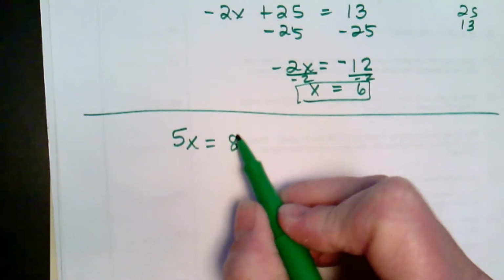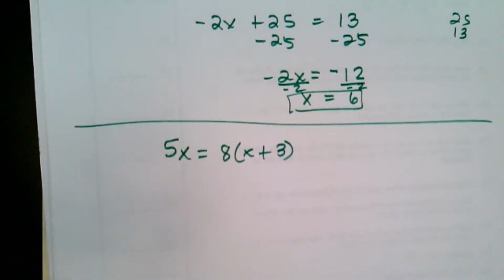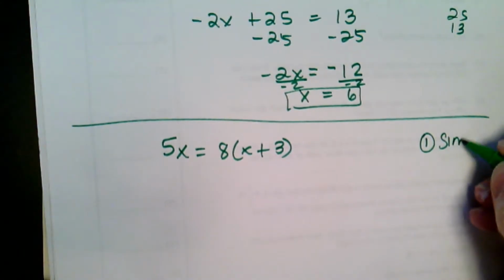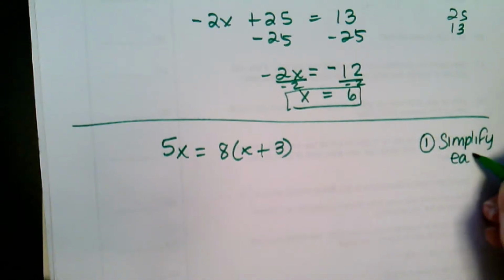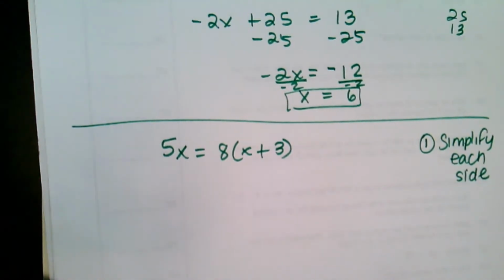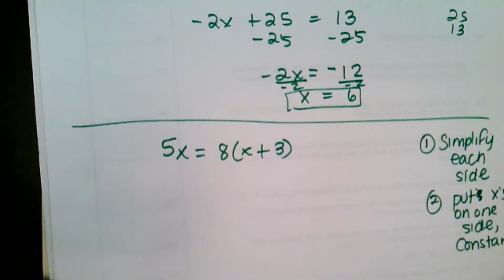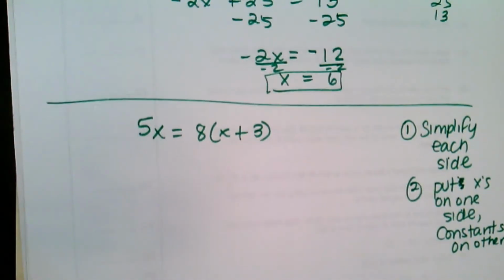Alright, let's add some parentheses in. So first we always simplify each side. That's what I'm always going to do. Then I'm going to put x's on one side, constants on the other, and constants are just the numbers without variables. And then I'm just going to solve.